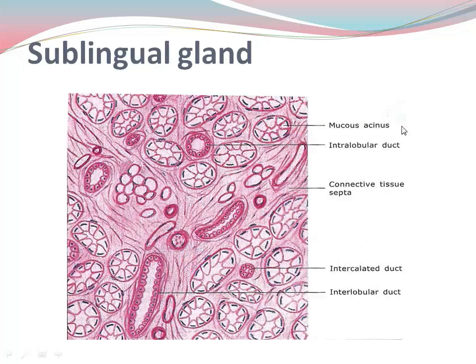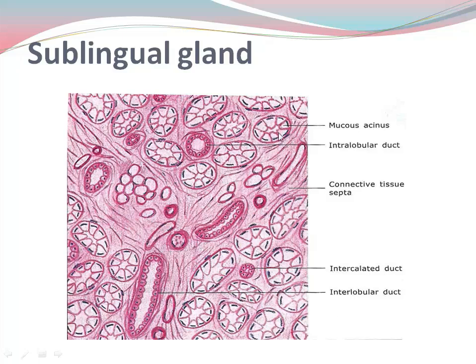Sublingual gland now. So here you have to see which type of acini are there. You forget about the connective tissue forming the septum. You forget about the blood vessels. You remove from your view all that intercalated, interlobular and intralobular duct. What else remains is only the acini. You focus only on the acini here. Now, which type of acini do you see here?